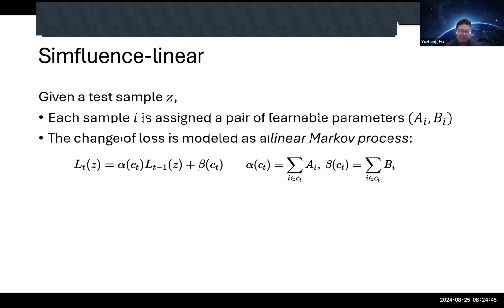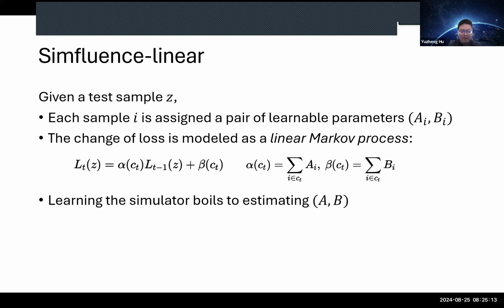And alpha_{C_t} here is the multiplicative coefficient, where C_t is the corresponding batch. A natural way of doing it is just to take the summation of these learnable parameters a_i for those i that are in this particular batch. And similarly for the constant beta_{C_t}, the additive coefficient, we'll just write it as the summation of these different b_i. This is a very simple model, but it still performs reasonably well.